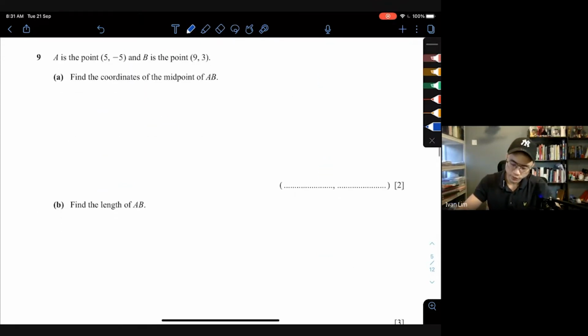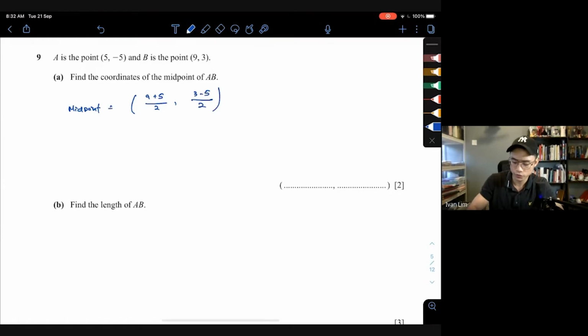Question 9. A is the point (5, -5), and B is the point (9, 3). Find the coordinates of the midpoint of AB. So midpoint formula: x1 plus x2 divided by 2, y1 plus y2 divided by 2. So midpoint will be 9 plus 5 divided by 2, and 3 minus 5 divided by 2. So you get (7, -1).